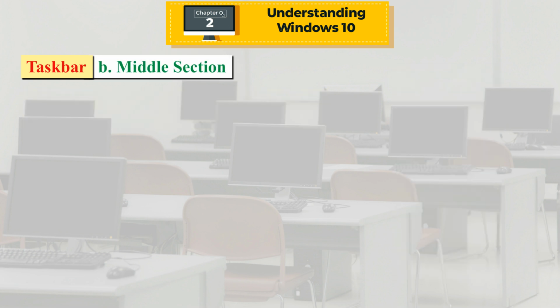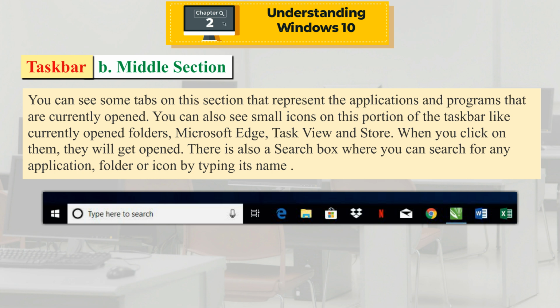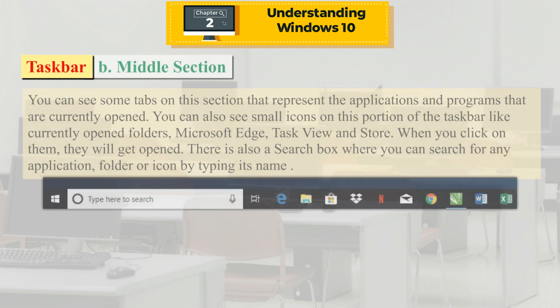B. Middle section. You can see some tabs in this section that represent the applications and programs that are currently opened. You can also see small icons on this portion of the taskbar like currently opened folders, Microsoft Edge, Task View, and Store. When you click on them, they will get opened. There is also a search box where you can search for any application, folder, or icon by typing its name.